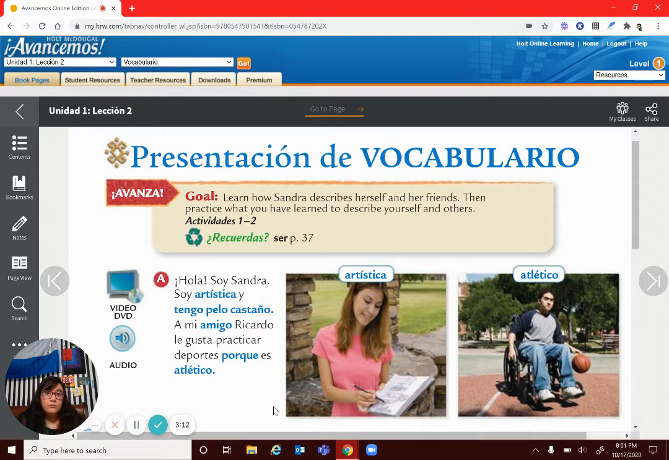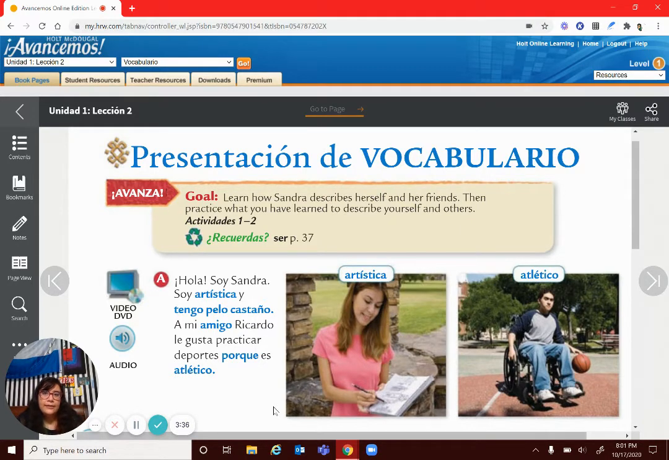Then she says her amigo, so a second person, who is Ricardo. A él le gusta, so he likes to practicar deportes. He likes to practice sports. That was something from last unit. Porque, which means because, es atlético, because he's athletic. And you can see him playing basketball in the second picture. And it says atlético at the top. I'm going to give you a little hint here. You will see these adjectives.